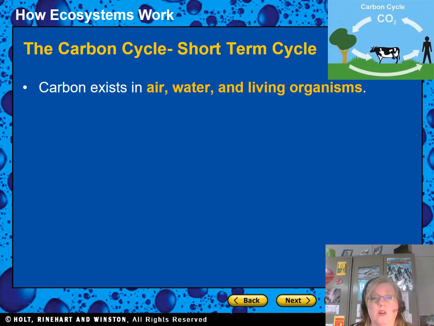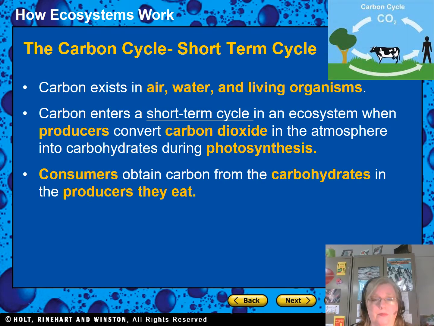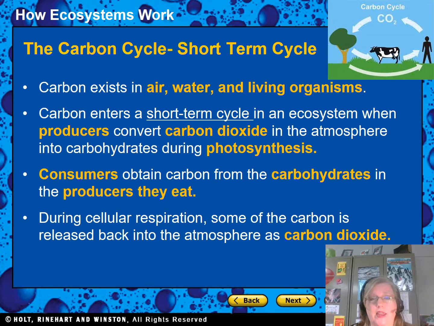So again, the short-term cycle, the easy one, is what I just said. We breathe in carbon dioxide. We breathe out carbon dioxide. The plants breathe it in and give us back oxygen. Then we breathe out carbon dioxide, and the plants take it in and give us oxygen. So carbon exists in the air, in the water, and in living things.